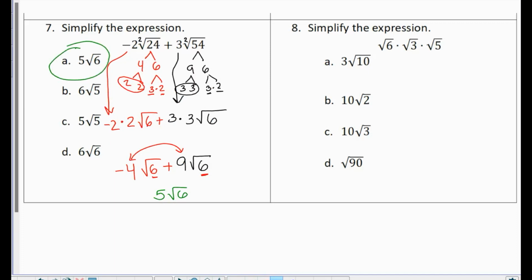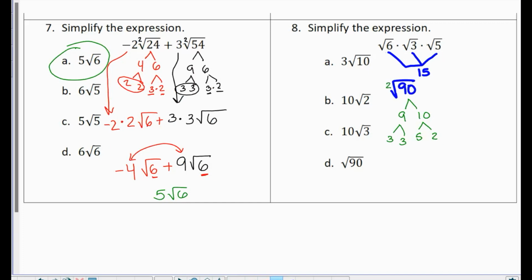All right, and finally, we've got to simplify the expression: the square root of 6 times the square root of 3 times the square root of 5. In this case, we can just multiply. I know 3 times 5 is 15, times 6 is going to give me 90. So we're simplifying the square root of 90. That's not an answer choice, so I'm going to do my factor tree. I can do 9 and 10, 5 and 2, and 3 and 3.